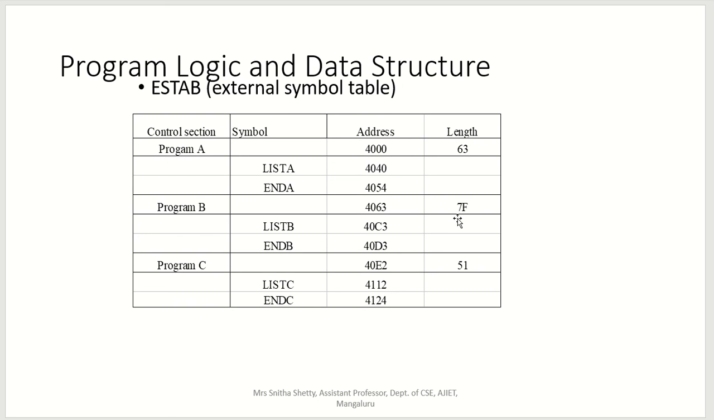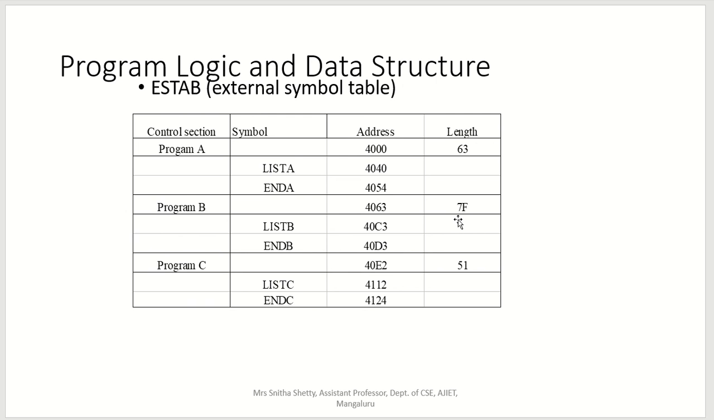In program B, you can see here, this is program B. Program B begins at 000. First we'll calculate the length. The last address is 007C, and this is a word, so we add 3. 007C plus 3 will be 007F. So 007F minus 0 will be 7F, right? So the length of program B is 7F.